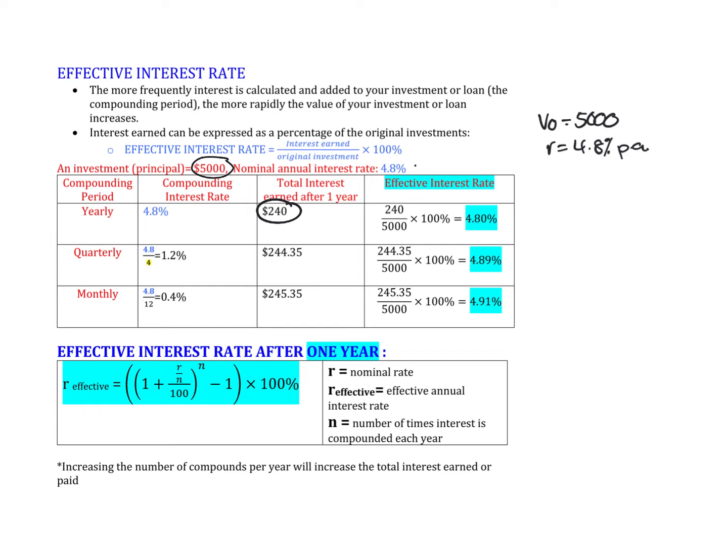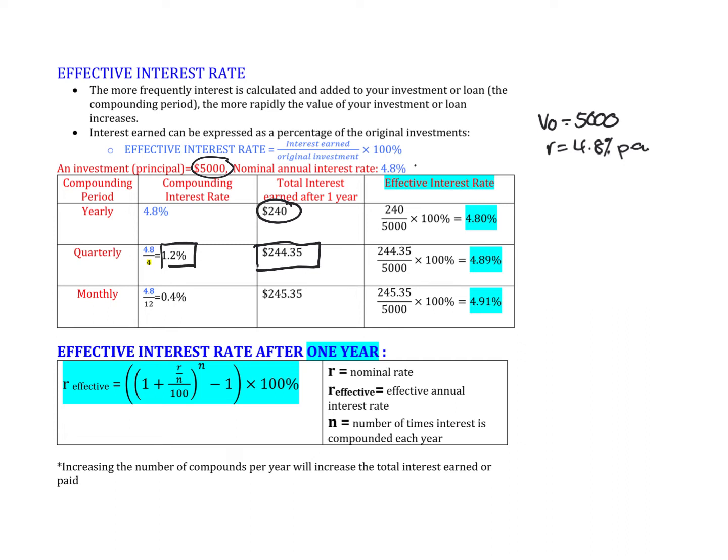If you invested $5,000 and decided to compound it quarterly, they divide the 4.8 by 4. So every quarter they give you 1.2% because that's a fourth of the 4.8. But you would find at the end of the year you had actually earned a total interest of $244.35. So that's actually more than the scenario before.